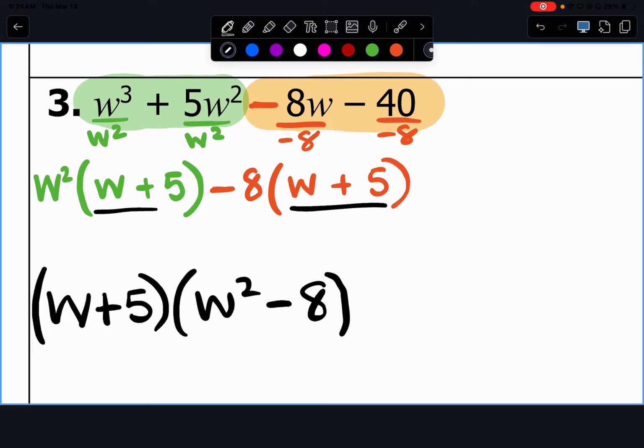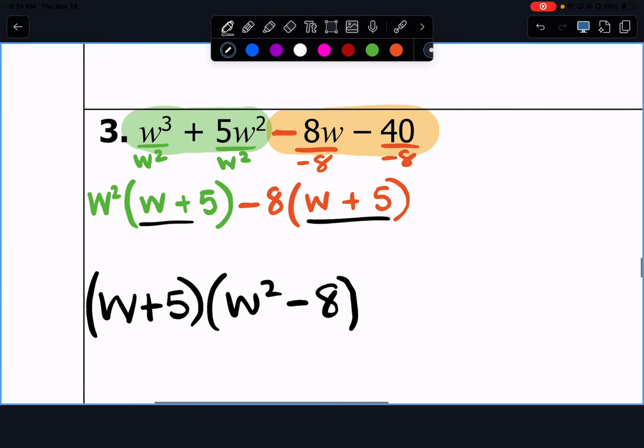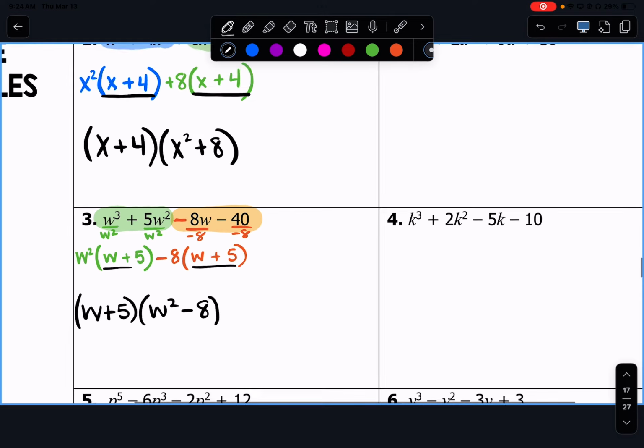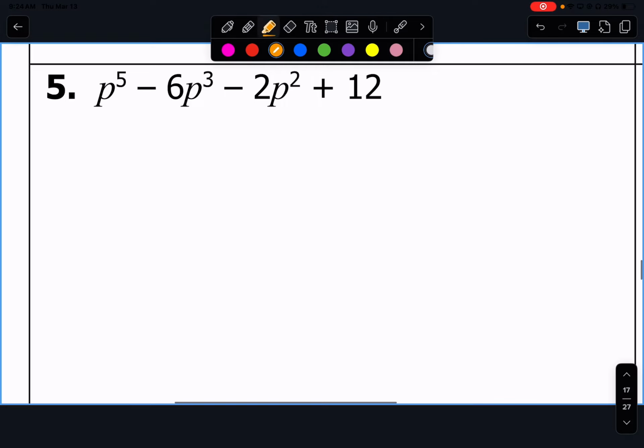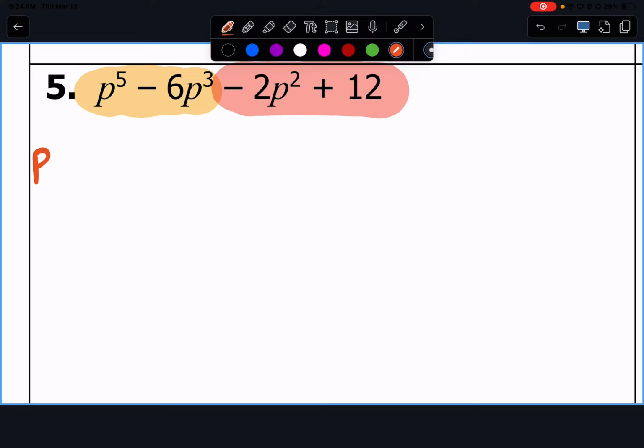All right. Now, I want y'all to look at 2, or actually I take that back. We're going to do number 5. Okay. Group the first 2. Group the second 2. So for the first 2, what is my GCF? P cubed. When I factor out the P cubed, what does that leave us with?